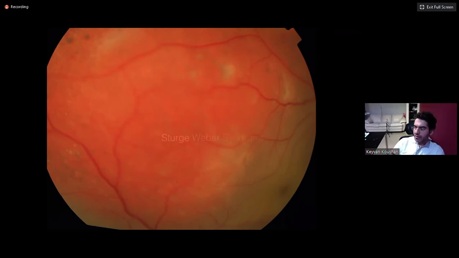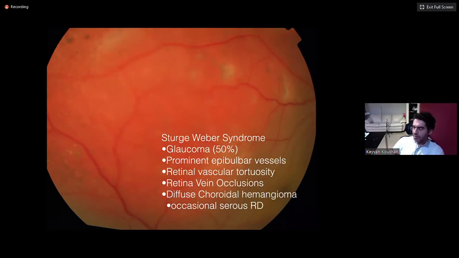And so these are other associations of Sturge-Weber. You have glaucoma, 50% get glaucoma. And then you have these prominent epibulbar and conjunctival vessels. It's very characteristic. You have increased retinal vascular tortuosity. They get RVOs, and they get, as Sam just said, choroidal hemangioma, and then occasional serous detachment.